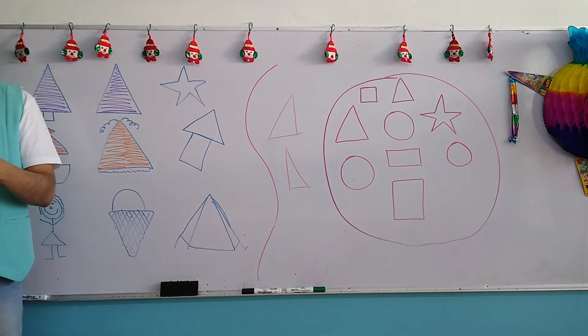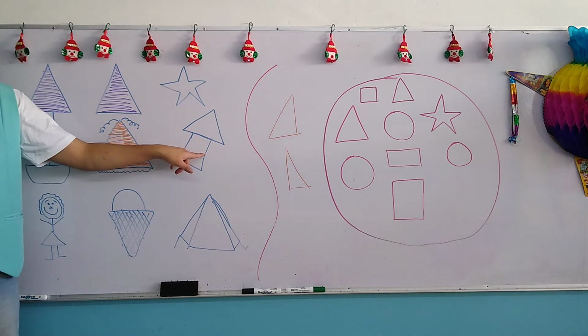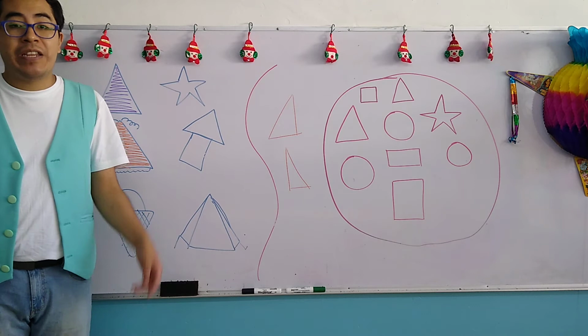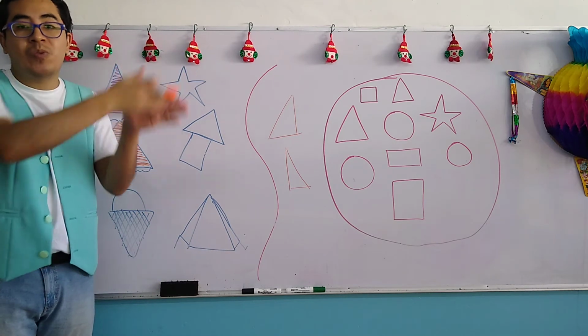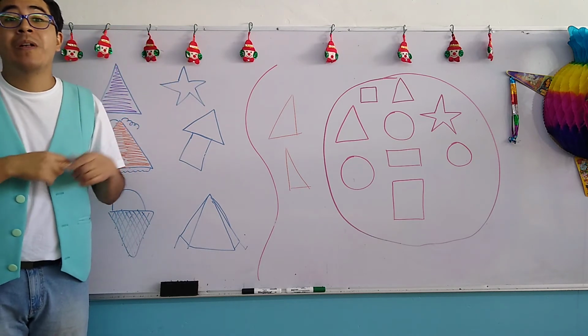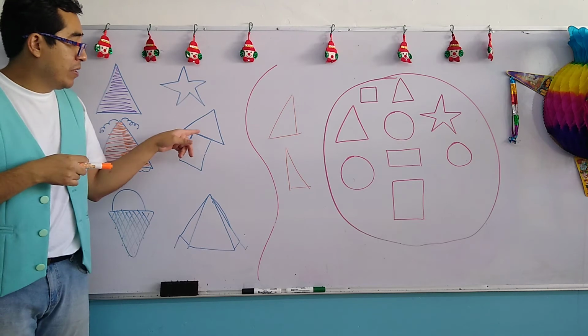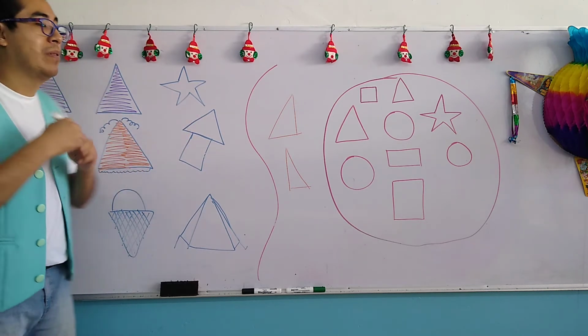Okay, now let's continue with the next object. For the next object, we have an arrow. Okay, an arrow is an indication that we must follow to locate a place. Es una flecha que nos indica la ubicación de un lugar o de un objeto. That's an arrow. And the tip, la punta, the tip of an arrow is like a triangle.